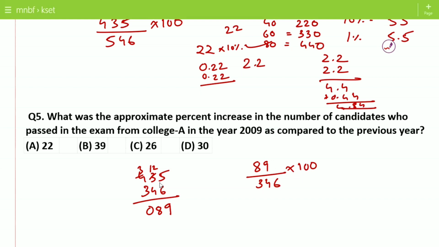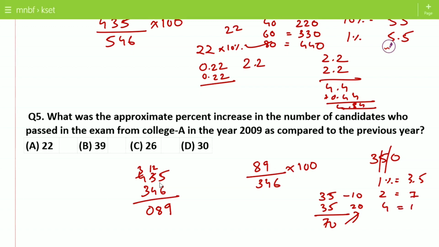So again we can go for the shortcut trick. 346 is nearing 350. So 10% of 350 is 35 and 1% of 350 is 3.5. So let us see, you require 89. 10% is 35, 20% is again 35 plus 35, so 70, right? You require 19 more, then 1% is 3.5, 2% is going to be 7, 4% is going to be 14.